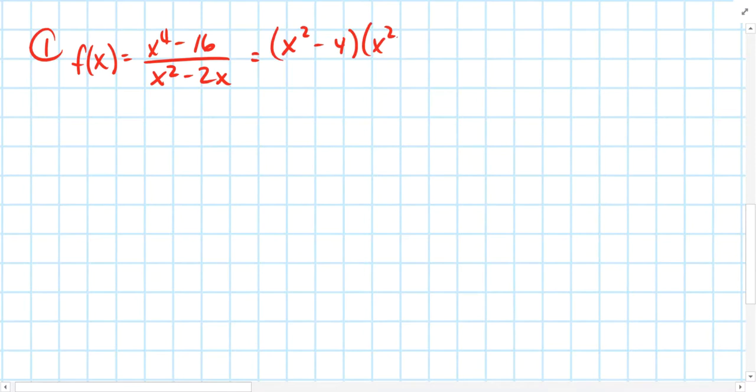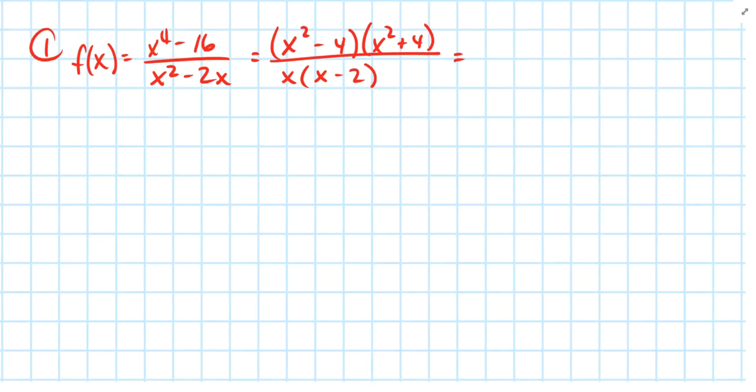So this is question number 1, and the function f of x is equal to x to the 4th minus 16 divided by x squared minus 2x. Now, as I would on any of these examples from this week, I would factor first, and I recognize that x squared minus 4 times x squared plus 4 would represent the numerator, and in the denominator we've got a common factor of x, so I'll call this x minus 2.